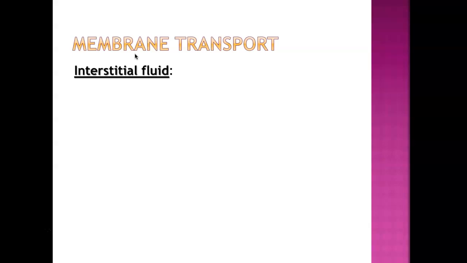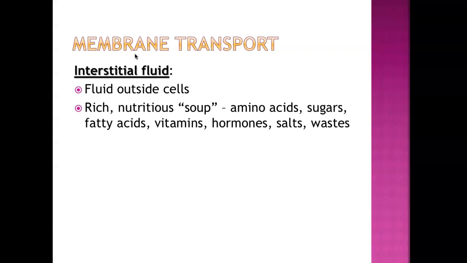So just a few vocab words. Interstitial fluid is the fluid outside of cells. So we usually talk about the fluid that's on the inside. So this is what's going to be on the outside of cells, the interstitial fluid. And it's important because it has a lot of nutritious stuff, like amino acids, which you learned yesterday, make up proteins, sugars, fatty acids, vitamins, hormones, salts, and then cellular wastes are usually in the interstitial fluid and will get taken up and excreted from the body.